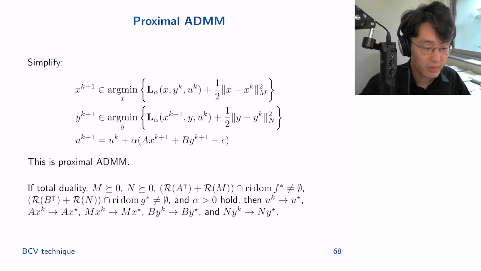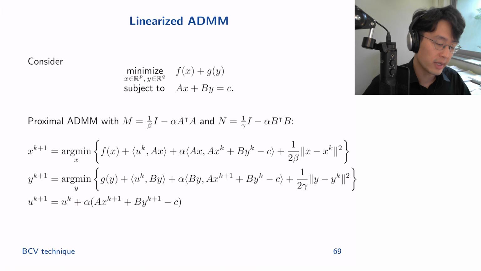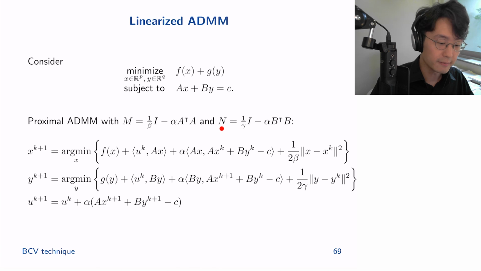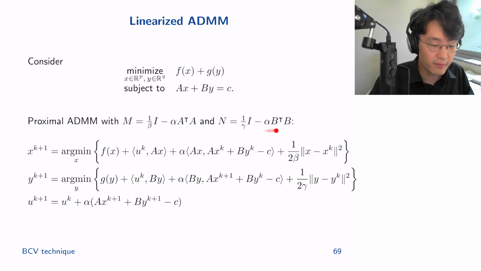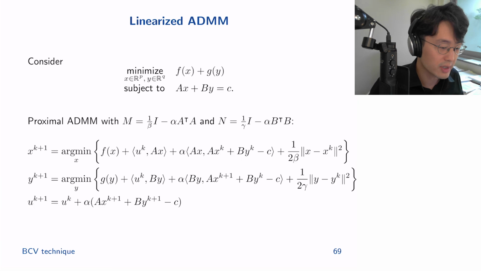So now we have the proximal ADMM method derived using the BCB technique. Next, we'll use the linearization technique to obtain linearized ADMM from proximal ADMM. So again, we consider this optimization problem, and we apply proximal ADMM with this metric matrix M and this metric matrix N. So we plug in these matrices and perform some simplification steps, which does require some laborious calculations, but once we carry that out, we get this for our X and Y updates.